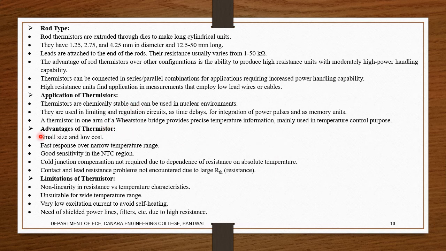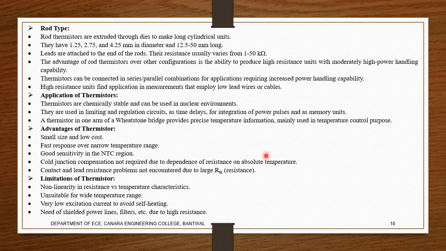Now we'll look at the advantages. They are very small in size and very low cost, as they are small. They have fast response over a narrow temperature range. They have very good sensitivity in the NTC region, the negative temperature coefficient region, as we say. Cold junction compensation is not required due to the dependence of resistance on absolute temperature. As they are designed for those absolute temperatures, we don't require cold junction compensation, other than the temperature at the junctions which has to be measured.